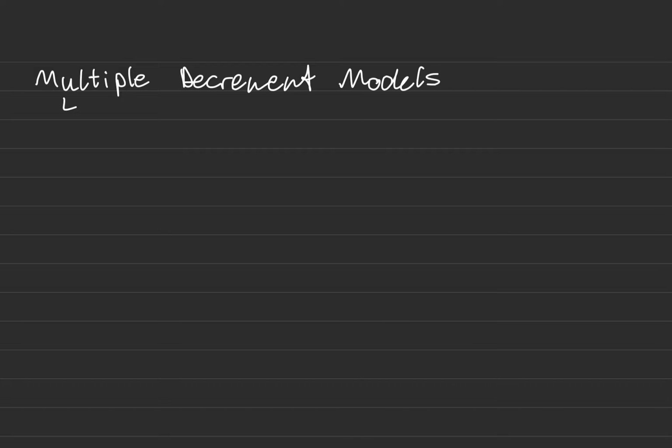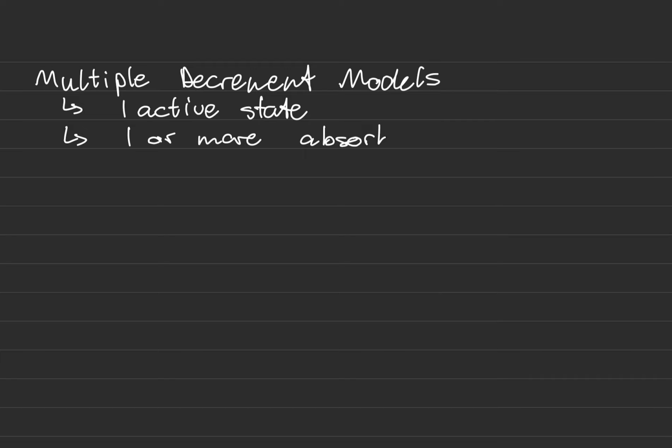Now we are going to move on to multiple decrement models. So there's a slight difference. Now, multiple decrement models have one active state and they have one or more absorbing states or exit states, or absorbing exit states.